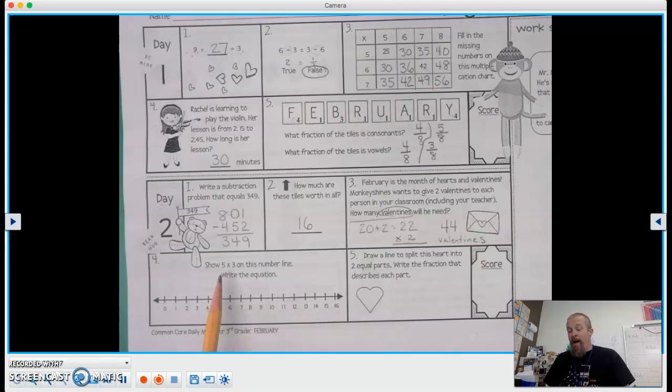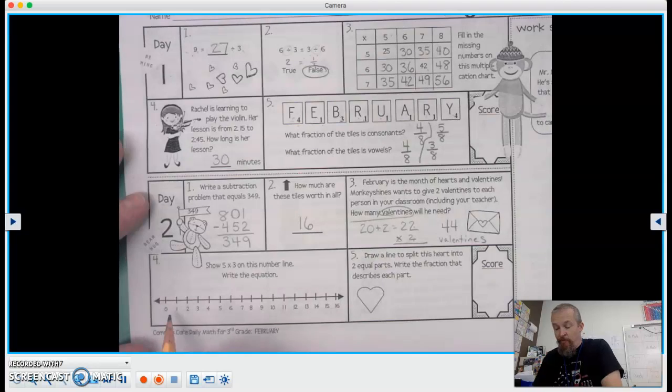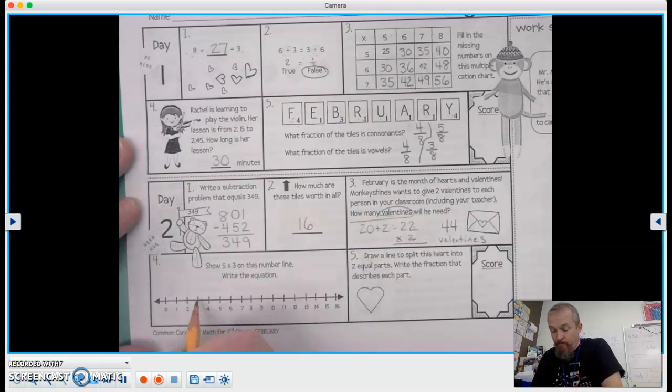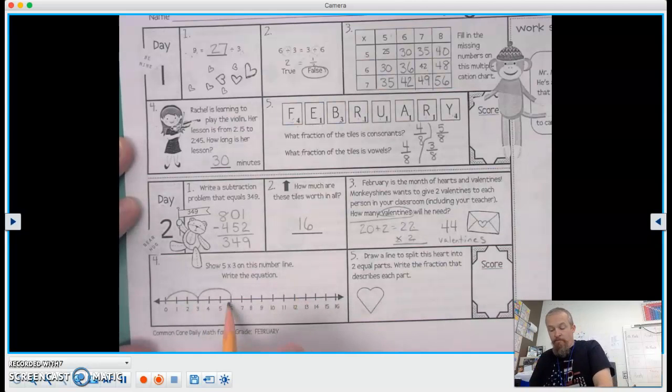So we want 5 jumps of 3. So let's jump 3. 1, 2, 3. Jump 3. 1, 2, 3. Jump 3. 1, 2, 3.